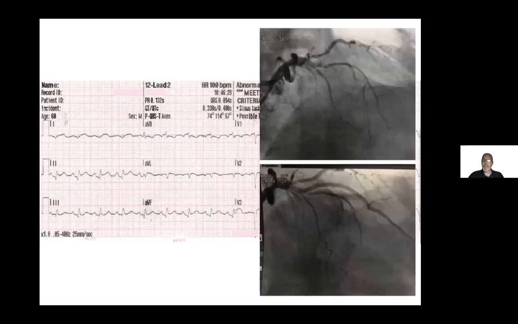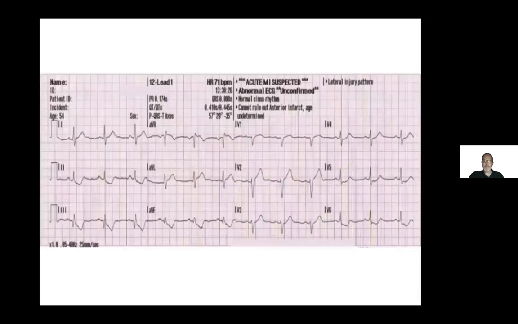This is not the best cath picture pre and post, but it's the best one that I had. You just imagine that LAD kind of wrapping around the inferior wall.